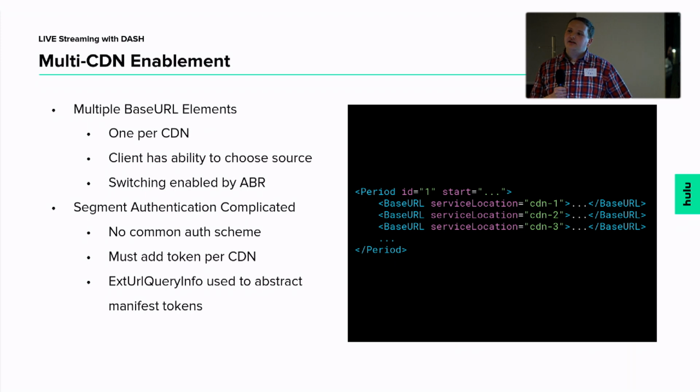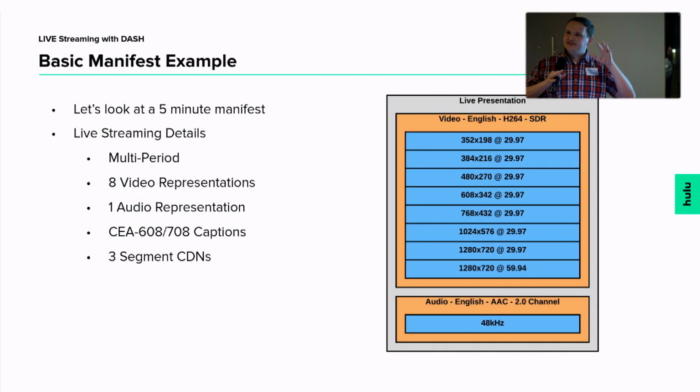The other thing is, if you are doing per user tokens, you can actually abstract those tokens out of the manifest using a thing called XURL query info, which means it allows you to say, hey, I'm putting the tokens in the main manifest URL. They're not going to be in the body. Make sure to reattach them. And I talked a bit about that at DMUX as well. But that's the basic components. I didn't go into periods too much here, but those are kind of what you need to start out with a Dash live stream.